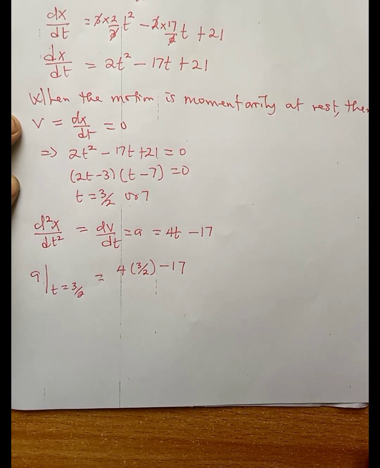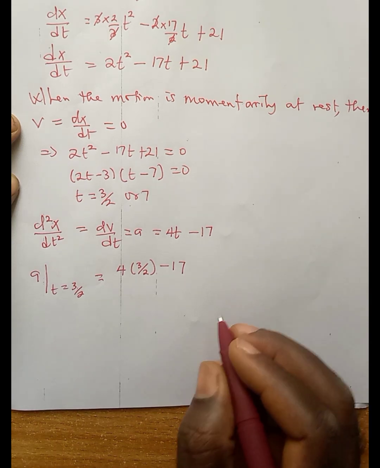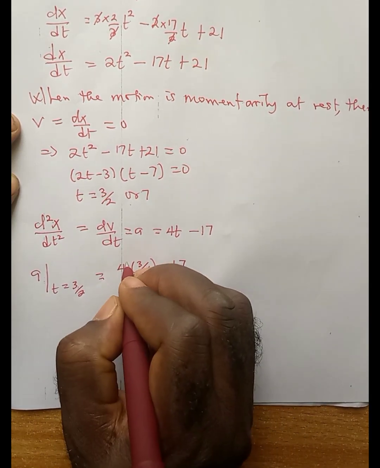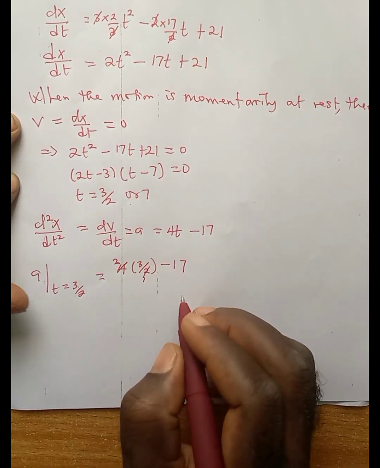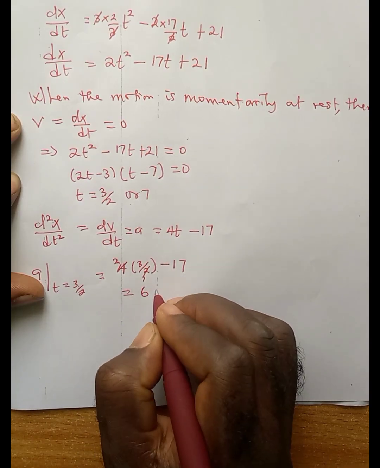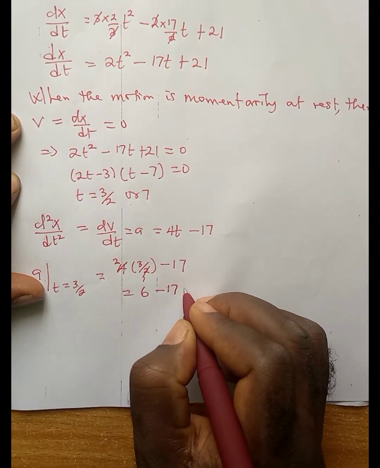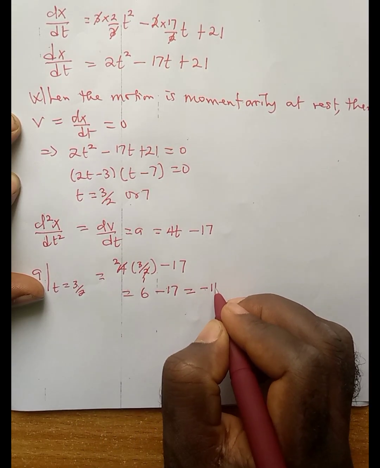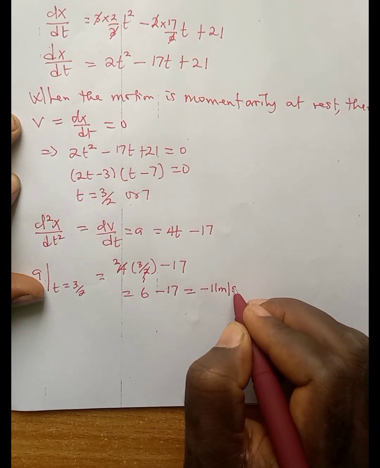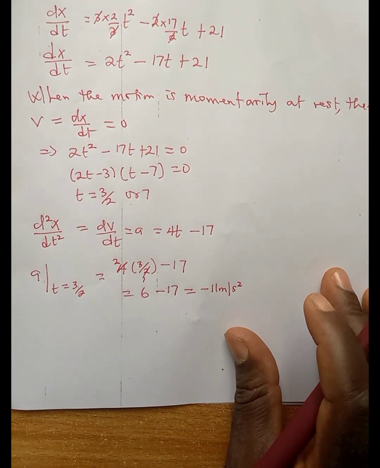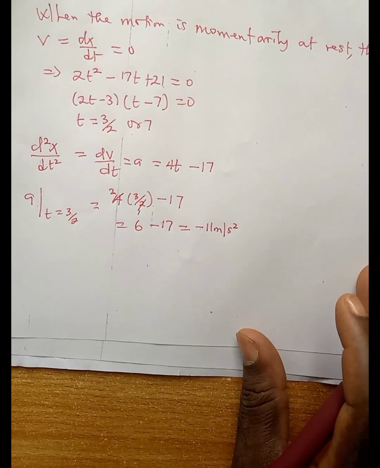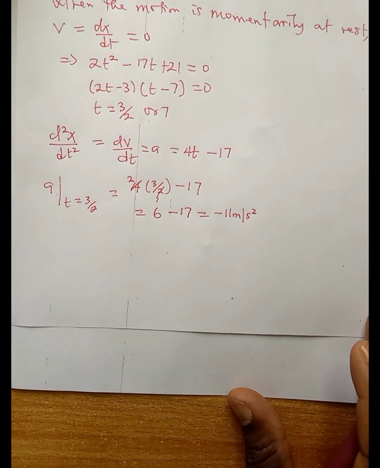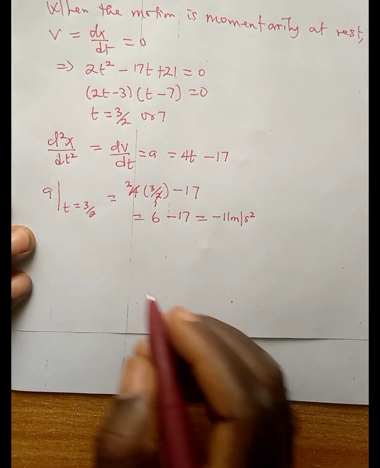And then from here, we have 2 here, 1, 2 here, 2. 2 times 3 to give us 6. 6 minus 17. This gives minus 11 meter per second squared. I believe you know what minus there means. It means it decelerates. Then let us look at what happened when the time is 7 seconds.